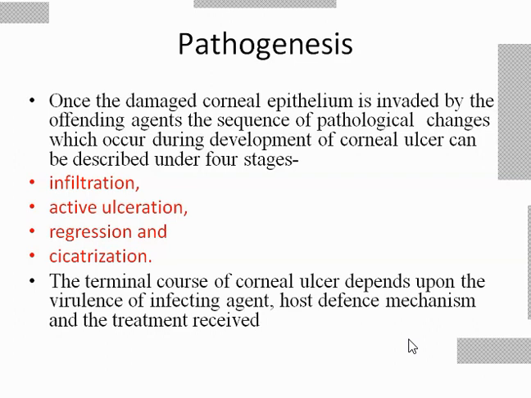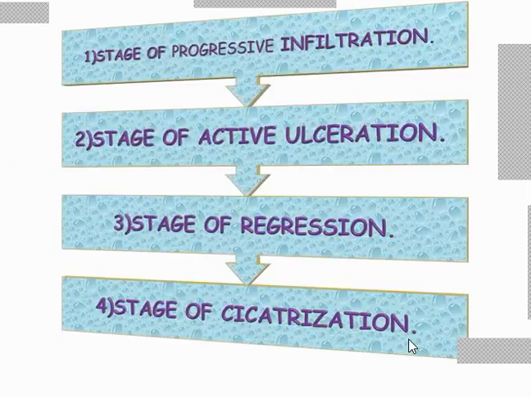And later, when it infects the Bowman's membrane, that is the first membrane, when it is injured, it invariably causes a scar or cicatrization. Stage of progressive infiltration, stage of active ulceration, stage of regression, and stage of cicatrization should be remembered. This is a very famous and most favorite oral question for all the examiners. All the undergraduates are requested to remember these 4 points.